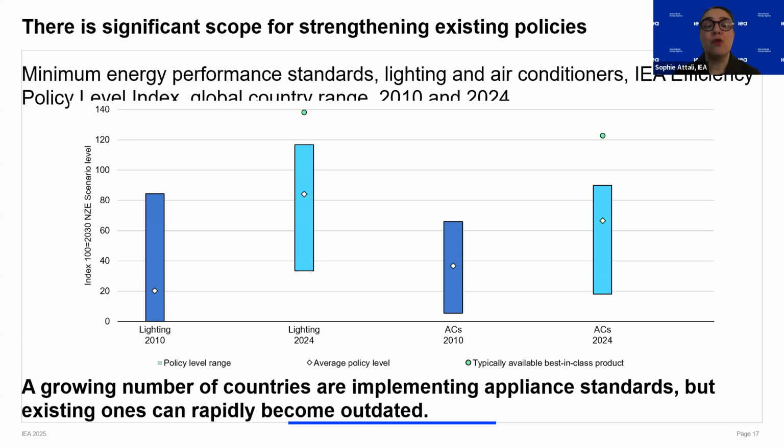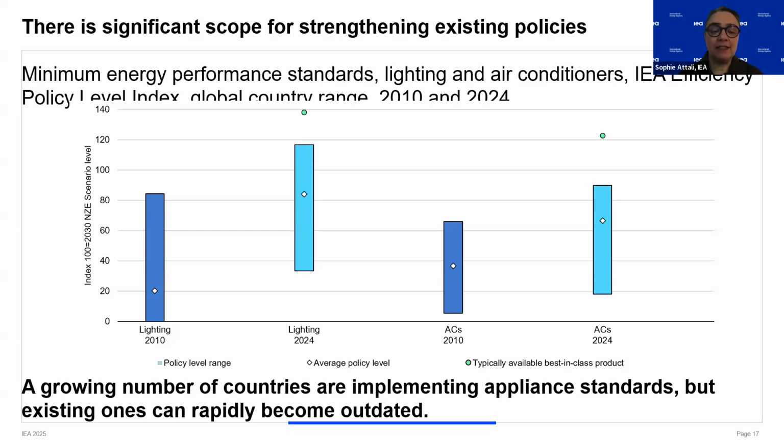This slide is about MEPS, minimum energy performance standards, for lighting and for air conditioners. Lighting is the first two bars on the left, and air conditioners the right-hand bars. The bars show the range of policy levels. For lighting in 2010, the policies in place went almost from zero, no impact, to an index of just above 80. With the next bar, the light blue one for lighting in 2024, we can see that there has been progress on two fronts: more countries have adopted MEPS regulation, and the stringency has improved. So we are approaching our 100 index.